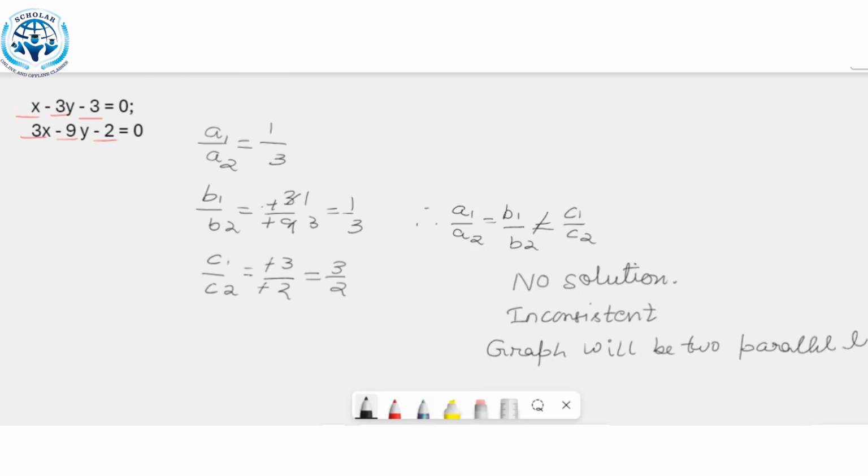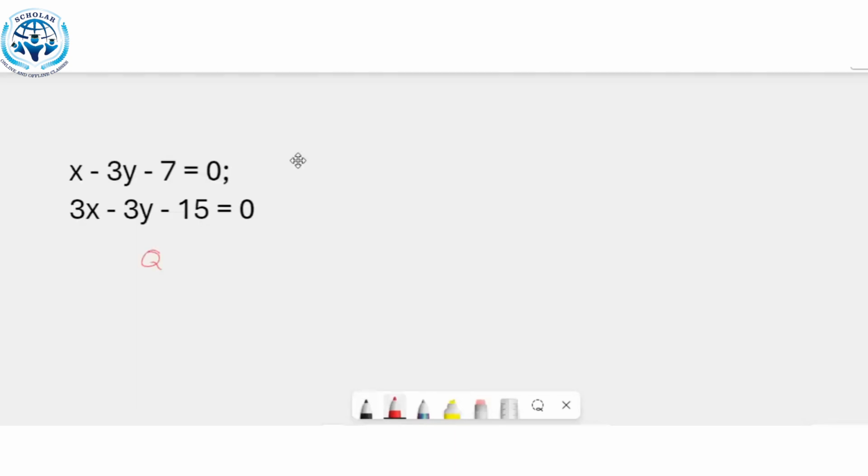Now I am giving you one question to solve. Solve that question, draw the inferences and write in the comment section. This is the question of the day. x minus 3y minus 7 is equal to 0. 3x minus 3y minus 15 is equal to 0. So find out the ratio of the coefficients and draw the inference.